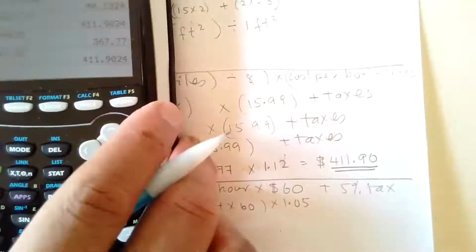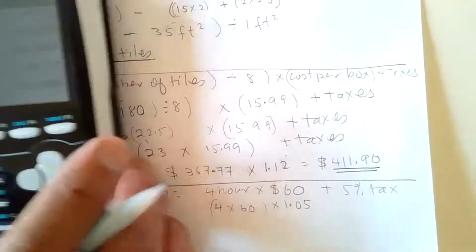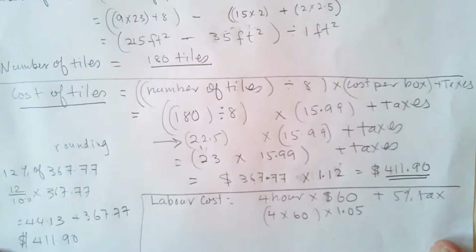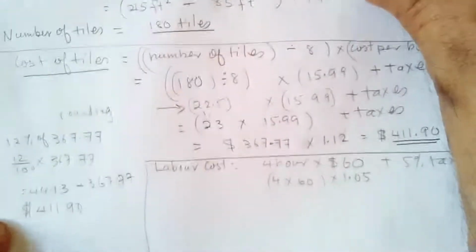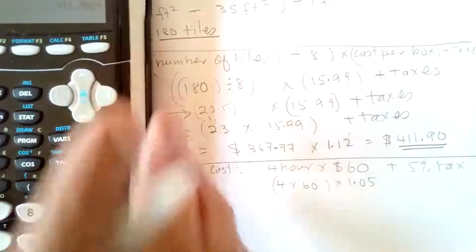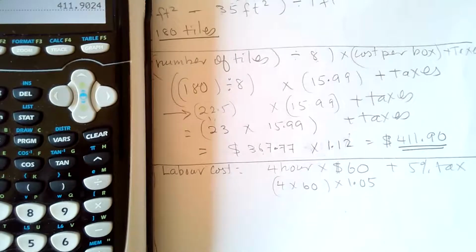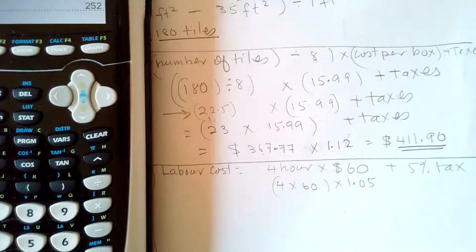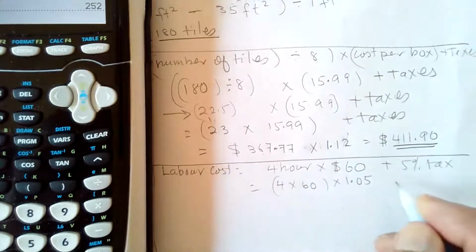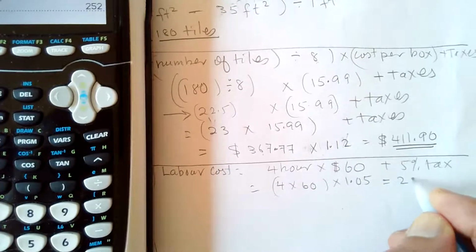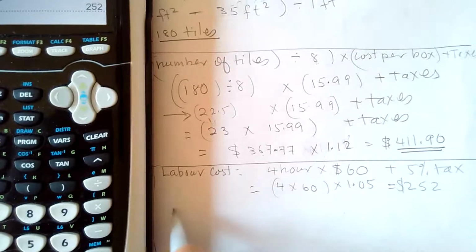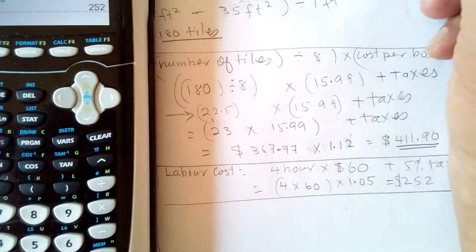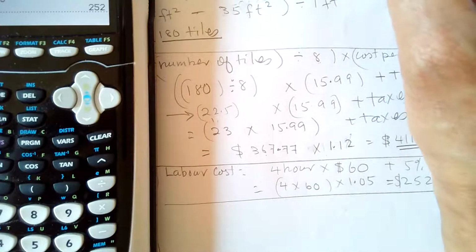So what do we get here for calculation? Four times 60 times 1.05 is actually 252. So now we have our labor cost is $252.